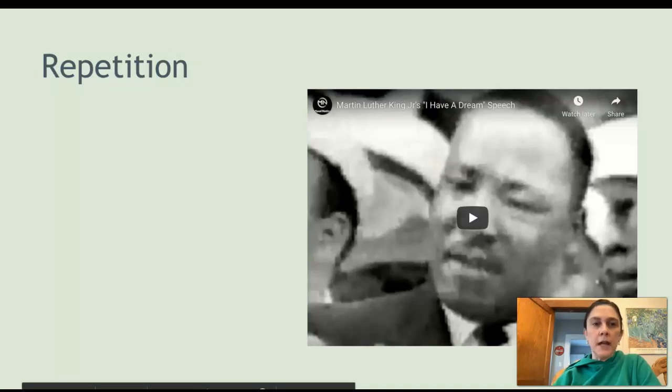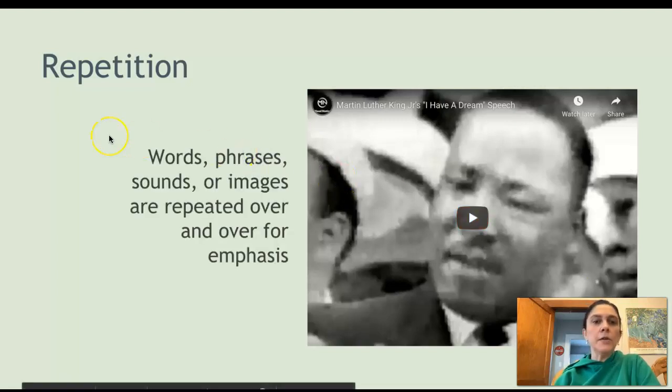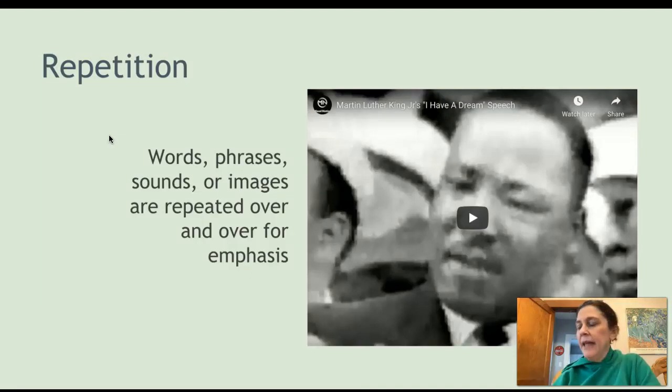So the first type of persuasive technique that we have today is repetition. Words, phrases, sounds, or images that are repeated over and over for emphasis. So we've talked about this before with fake news, where even if something is a lie or even if something is inaccurate, the more that you hear it or see it repeated, the more likely you are to believe it. So that also goes with things that are truthful, okay?